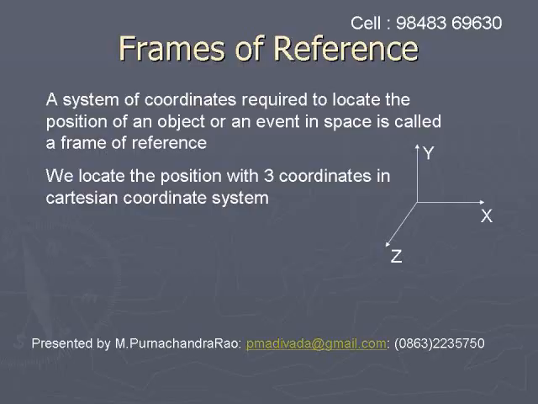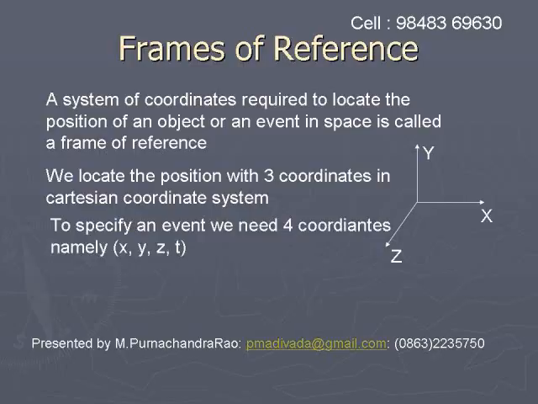For example, to locate a point in space, we require three coordinates. We name them as x, y, z coordinates. If you know the coordinates of a point with respect to a coordinate system, we can locate that position. To locate a point in space-time, we require four coordinates. The fourth coordinate is the time coordinate. So these coordinates are now known as x, y, z, t, the space-time coordinates.